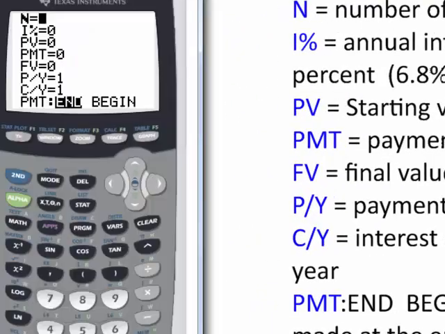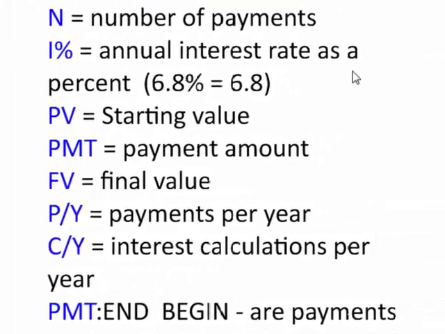I stands for annual interest rate, so be careful with that. It says annual, so always put your annual. If it says compounded monthly, it doesn't matter. Just put whatever the interest rate is annually. So if it's 6.8%, write it as 6.8. Do not change it to a decimal here.